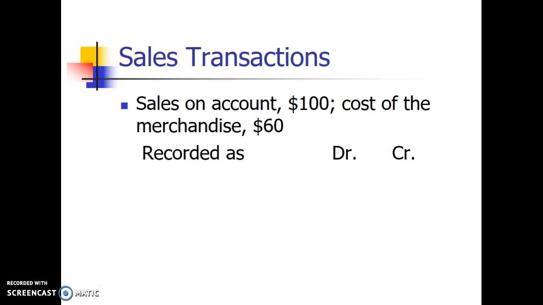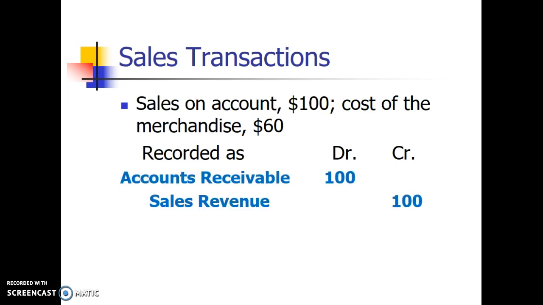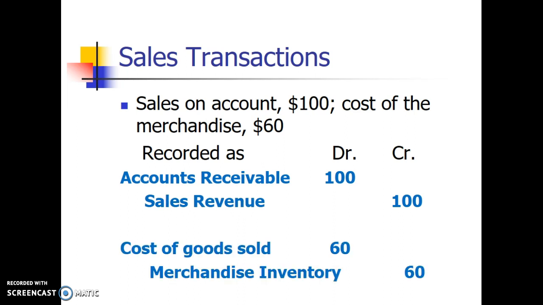What if we had $100, but the sales were on account? Okay, so we're billing the customer. So if that's the case, we're not going to debit cash. We're going to debit accounts receivable and credit sales revenue. We still need to make that second entry to update our merchandise inventory account. So we'll debit cost of goods sold and credit merchandise inventory.